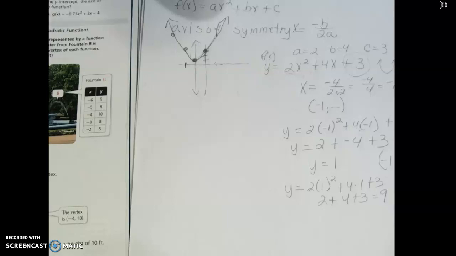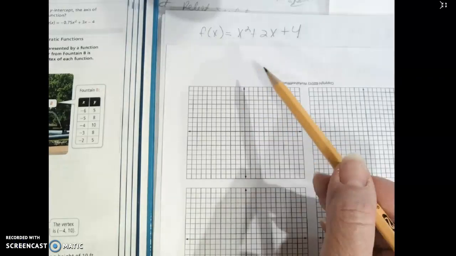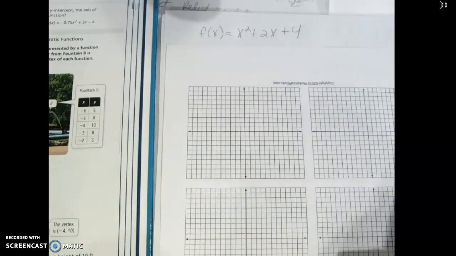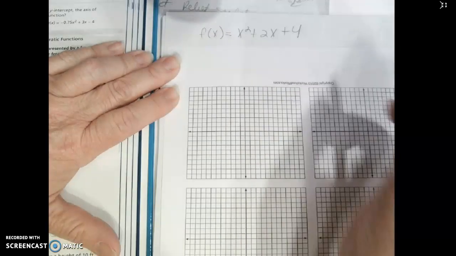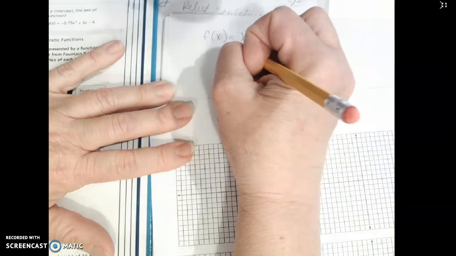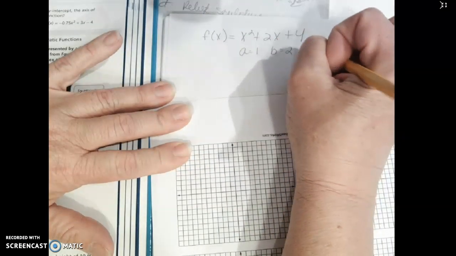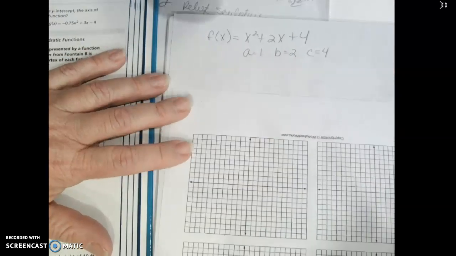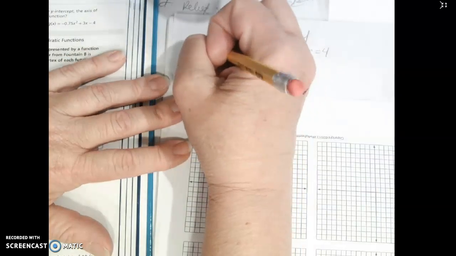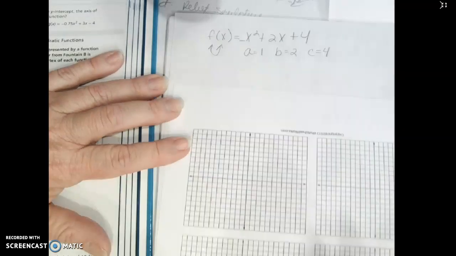I'm going to go ahead and graph another one. I'm going to graph the equation f of x equals x squared plus 2x plus 4. If you would like to go ahead and write down your a, b, and c, just so you know, a is equal to 1, b is equal to 2, and c is equal to 4. When I look at this, I tell myself, okay, it's going to open up because the number in front of the x squared, a, is positive.